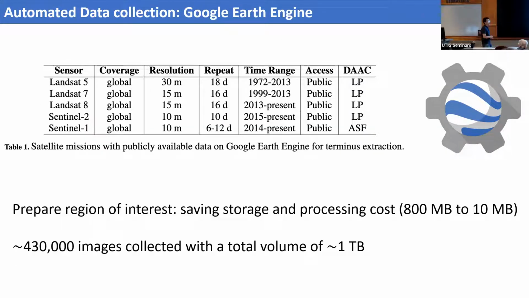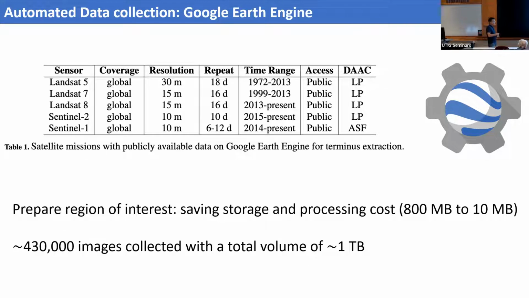And then we need to automate things. The first thing we need to automate is data collection. We have this platform called Google Earth Engine. It has many remote sensing data sets. And by using this platform, we can automatically collect images.